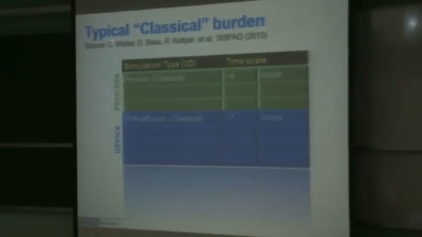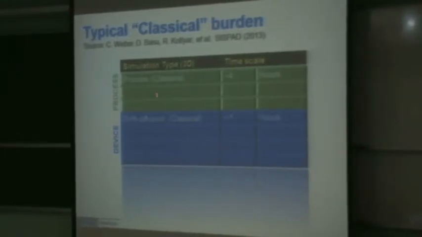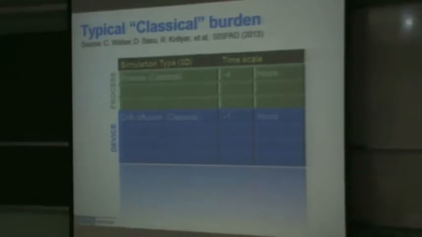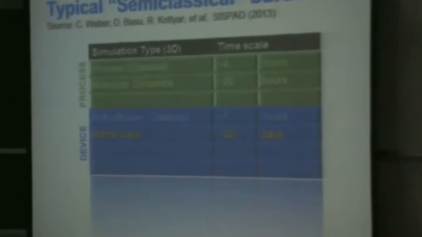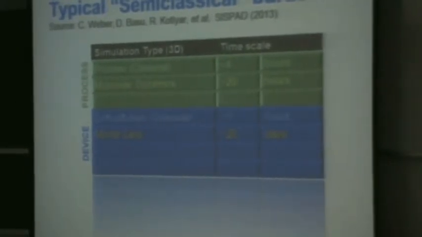If you look at the typical classical computation burden, if you're running your classical process simulator, a single process flow of a Trigate device and then doing the IV characteristic, it takes about four or so hours to do the process simulation, and about 1 hour to do the drift diffusion simulation. You go to a semi-classical technique, molecular dynamics takes about 20 hours to do one simulation. Monte Carlo actually takes about 20 days, believe it or not. This is probably not the most optimized Monte Carlo code, I must admit.